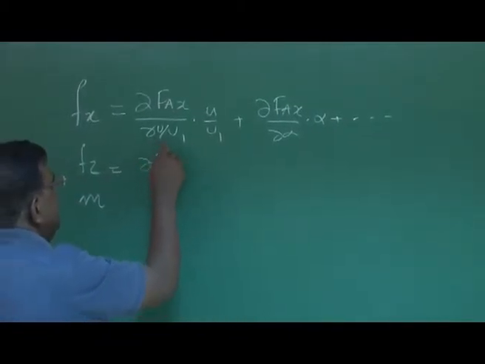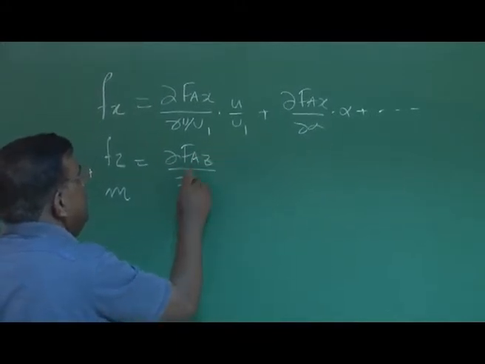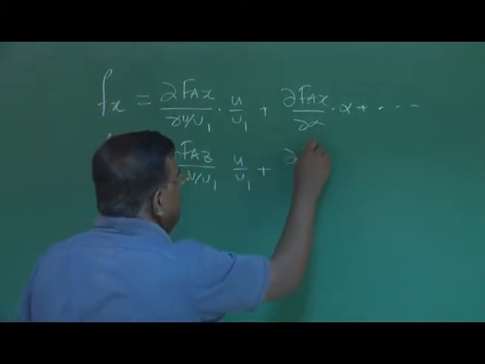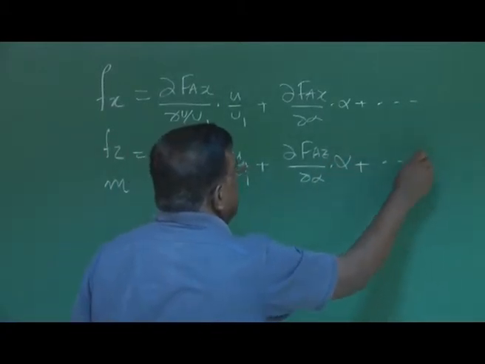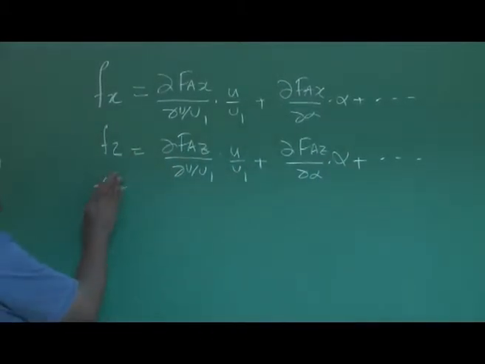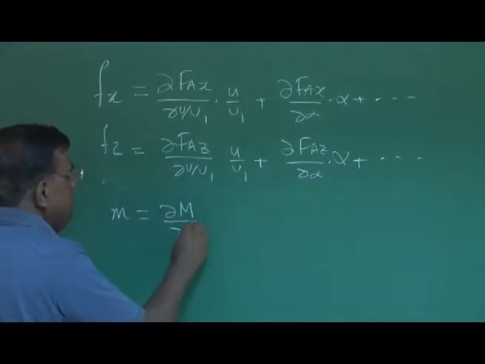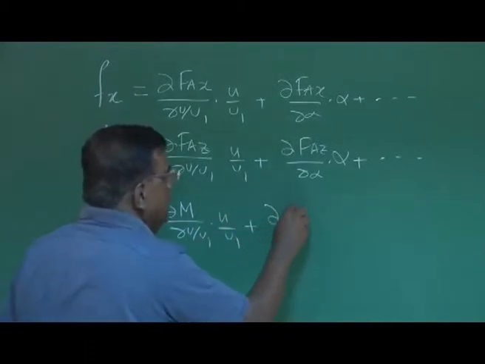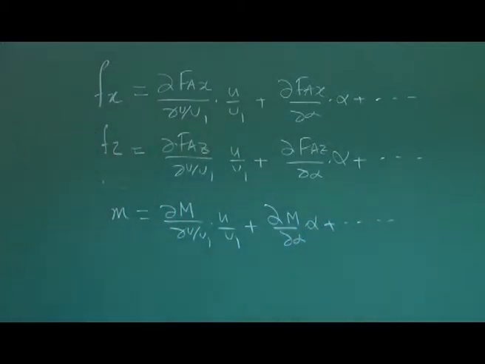Similarly, this was dFaz by du by u1 into u by u1 plus dFaz by d alpha into alpha, and then q terms, alpha dot terms. And similarly, for pitching moment, we expanded it like this: dm by du by u1 into u by u1 plus dm by d alpha into alpha plus terms with q, alpha dot, and delta e, right?